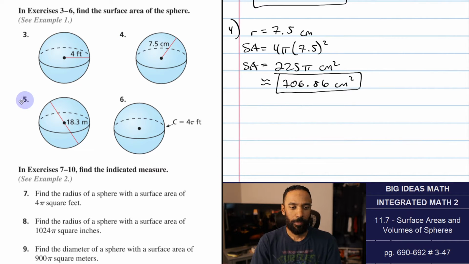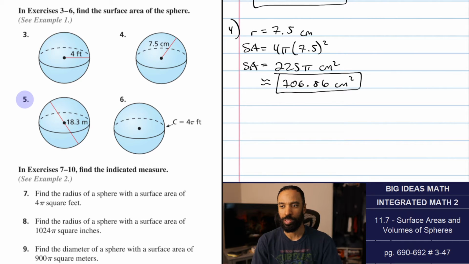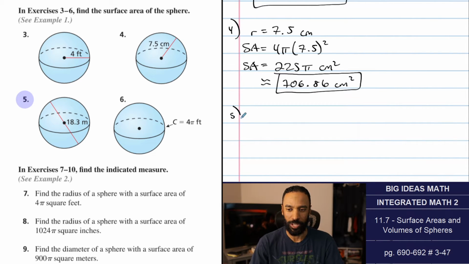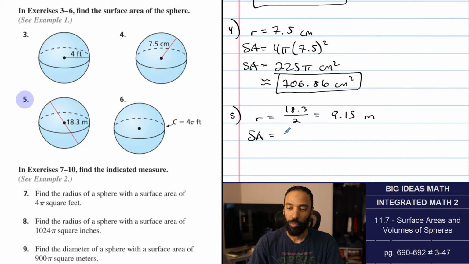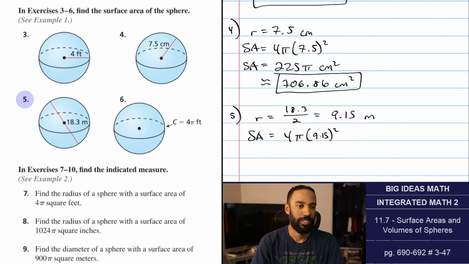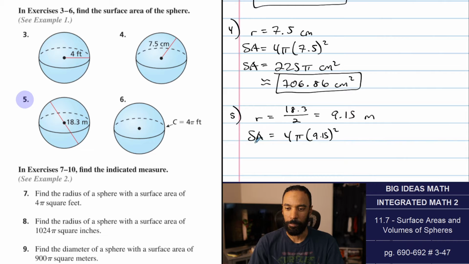Number 5, this time we're referring to a diameter. Again, just because it goes through the center means that we can do that. It doesn't necessarily have to be on the great circle for that to happen. So if the diameter is 18.3, the radius would be half of the 18.3 meters, which would be 9.15 meters. So with a radius of 9.15 meters, we'll find the surface area, which is 4 pi times 9.15 squared. Definitely don't know what that one squared is, much less what it is times 4. That'll give me 334.89 exactly.